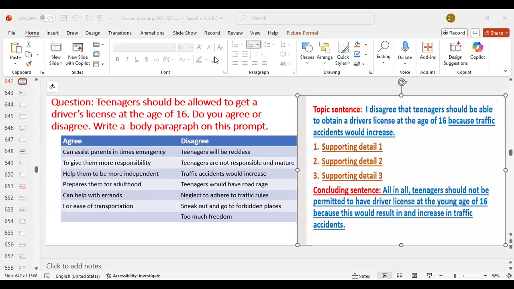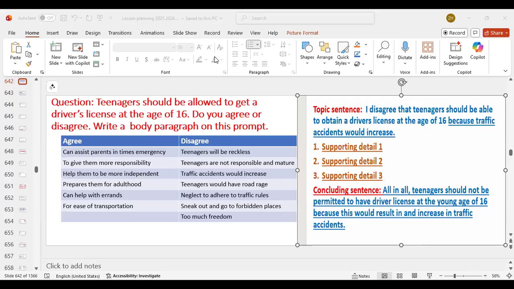So don't just go and say they can assist their parents. You can say when teenagers have their driver's license, they can assist parents during emergencies, and having a driver's license allows them to help with errands and transportation. Connect them, because otherwise it just sounds like you are listing out points, but I want you to connect them. That makes sense? Ranique? Yes.